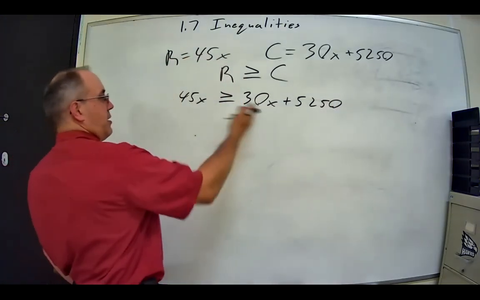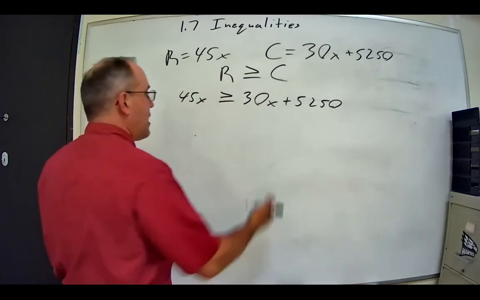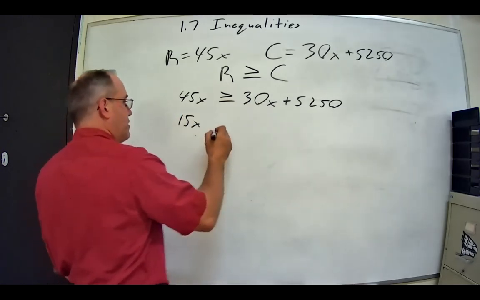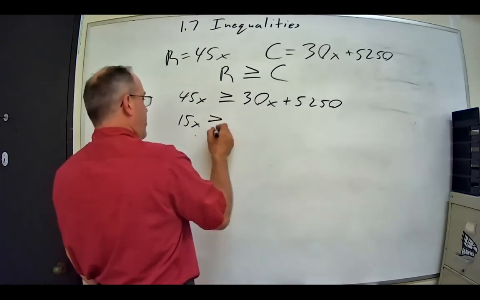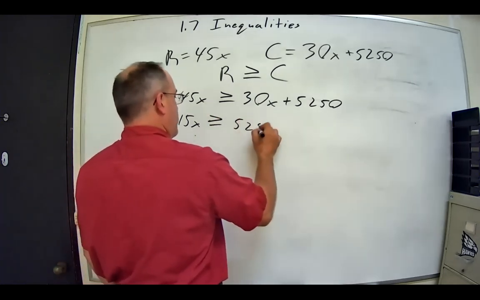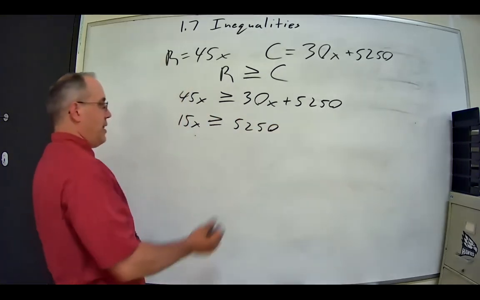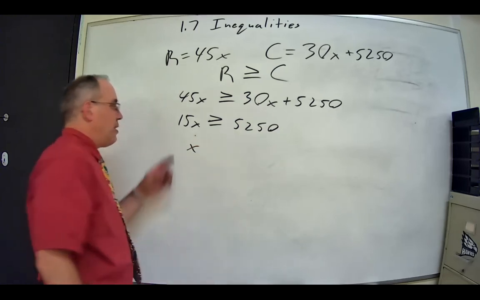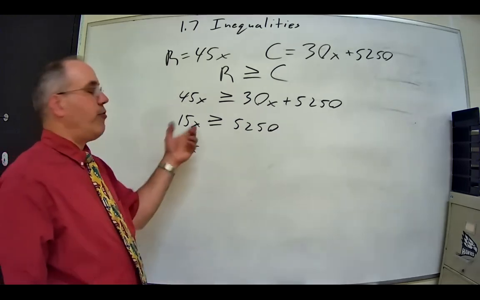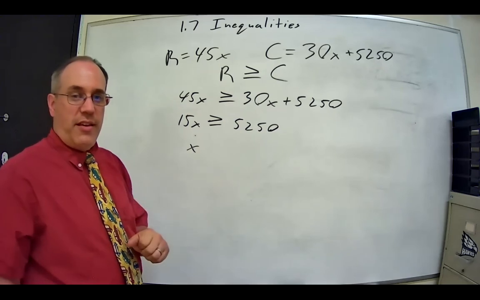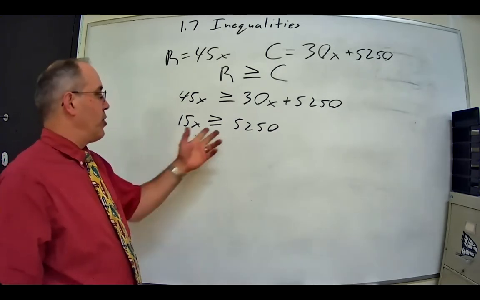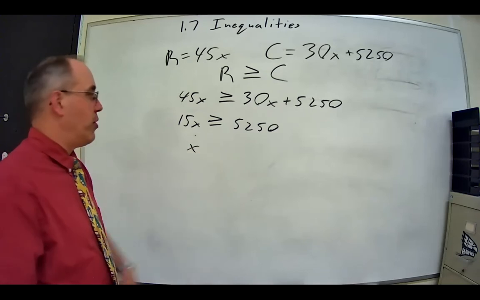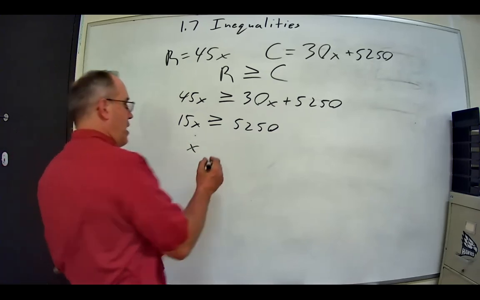So bring the variables over the same side. So I'm going to subtract 30x from both sides, and we end up with 15x greater than or equal to 5250. And then we're going to divide both sides by 15, giving us x. And 15 is positive, so we don't flip the inequality in this one. We're going to keep it the same. If this was negative and we were dividing by a negative number, then we would flip it. But since it's positive, we do not.